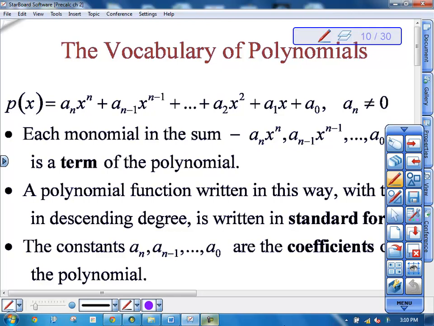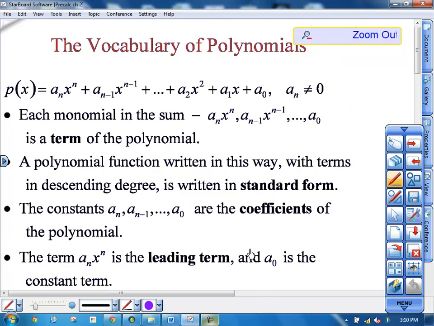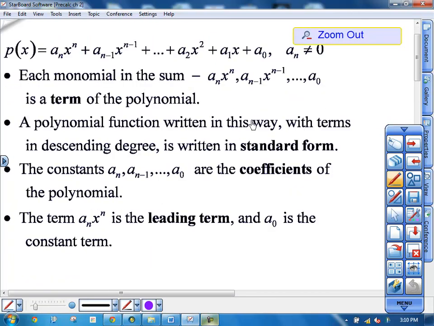Okay, so here are our polynomial functions again. I know I've given you this before, but here's standard form for a polynomial function. Some vocab: each of these is called a term. When it's in standard form, you have decreasing exponents, and the numbers in front are called coefficients. And the very first term is called the leading term.